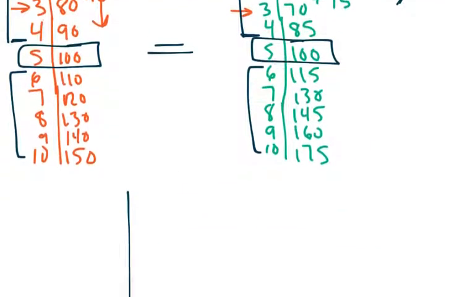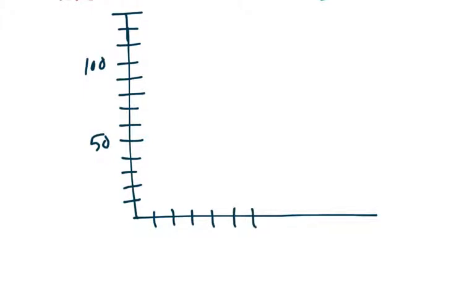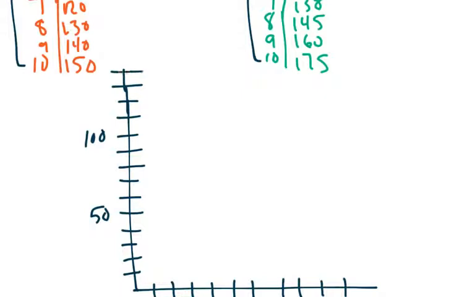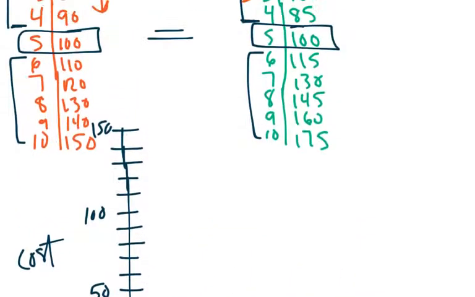Okay, if we did a graph, we could count by tens. 10, 20, 30, 40, 50, 60, 70, 80, 90, 100, 110, 120, 130, and 1, 2, 3, 4, 5, 6, 7, 8, 9, 10. I should go up to 150, huh? Okay, so we'd have the cost here, and we'd have number of windows here. That would be 0. Okay, so then we plot our points.